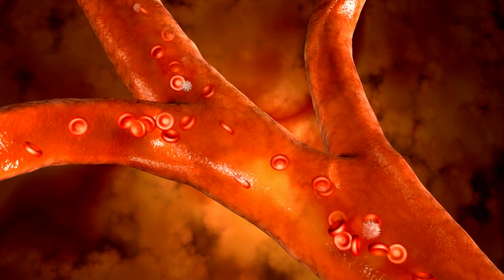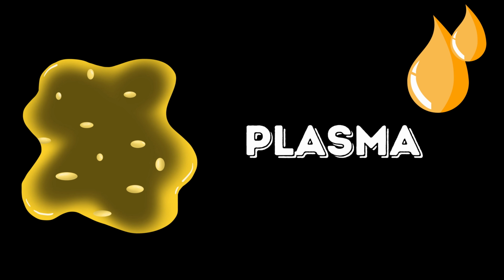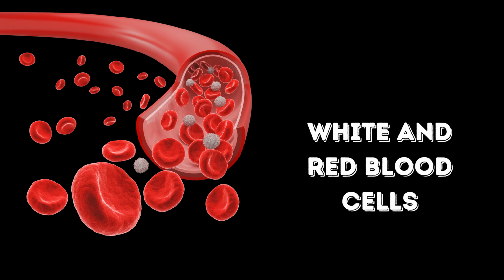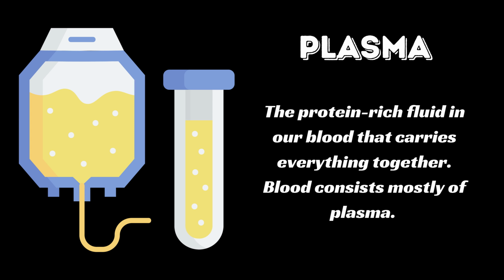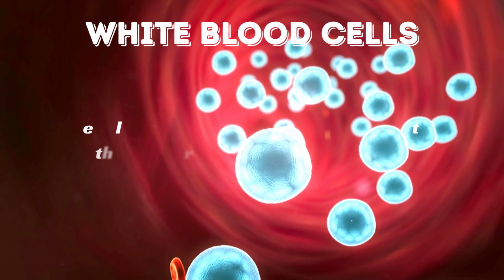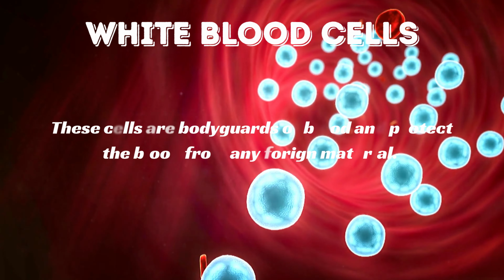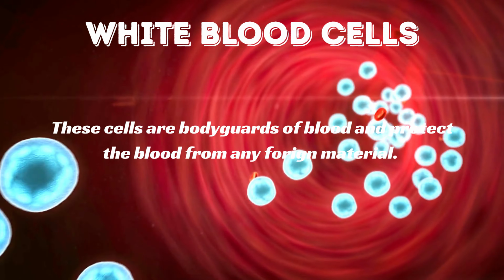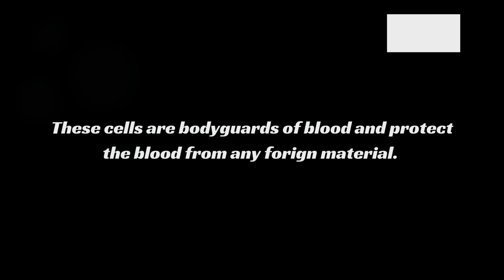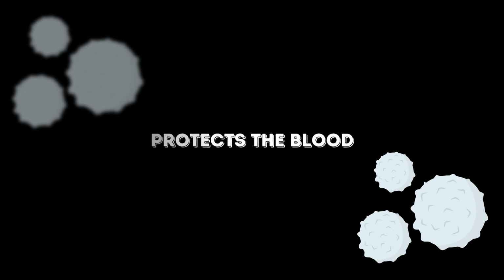Now the blood is made up of four things: plasma, white and red blood cells, and platelets. Let's discuss this in detail. Let's talk about plasma. Plasma is the protein-rich fluid that carries everything together, and your blood consists mostly of plasma. Adding on, we also have cells such as white blood cells, which act as a bodyguard inside our blood and fight any foreign material that enters the blood.